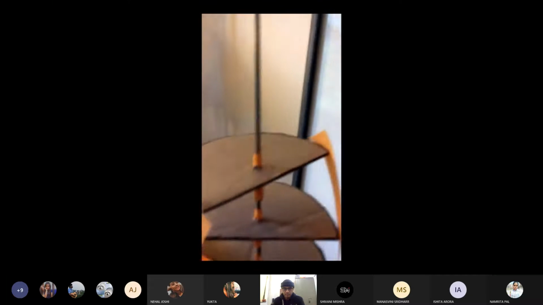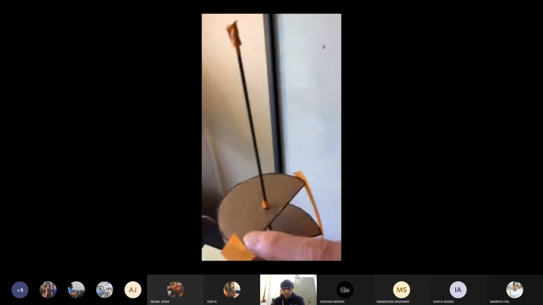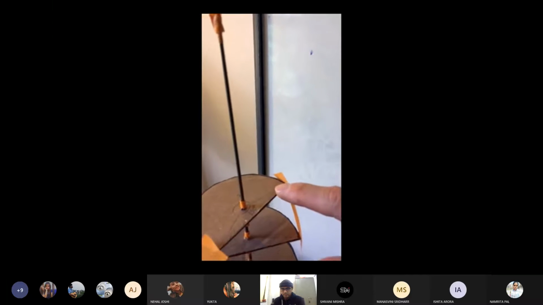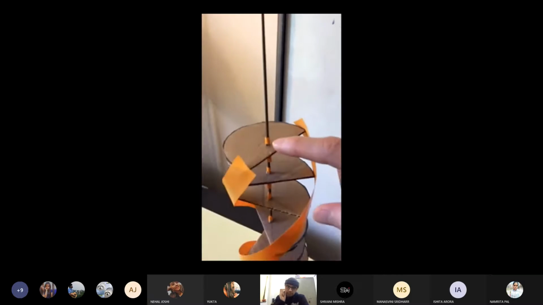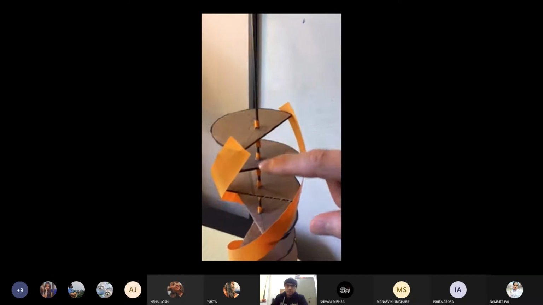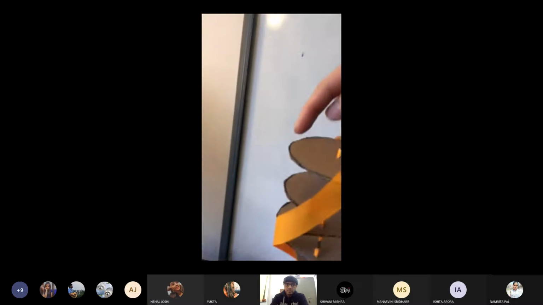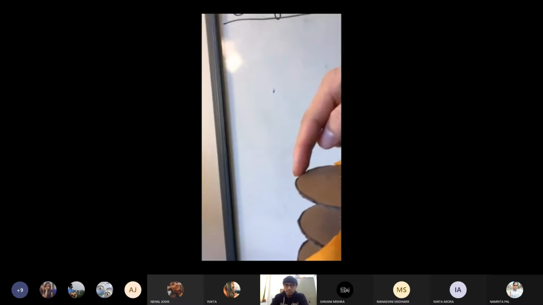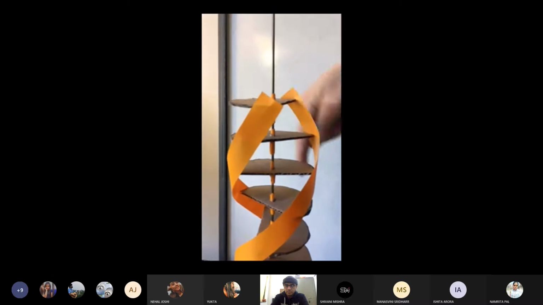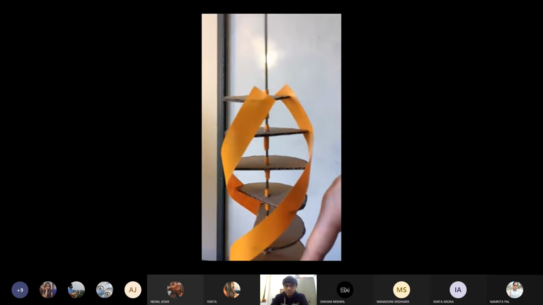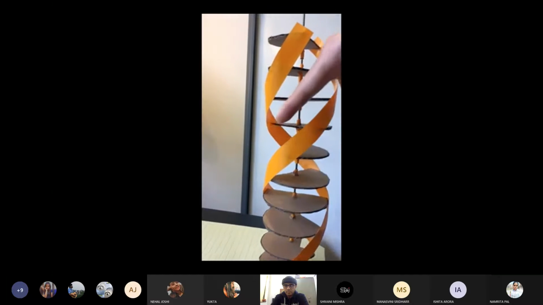So this side here is a minor groove side. You can follow it from the top to the bottom. The other side, this side right here, is a major groove. You can see it follow here, and this is a major groove showing here. Major groove, minor groove.